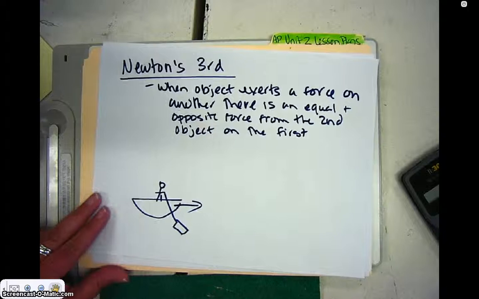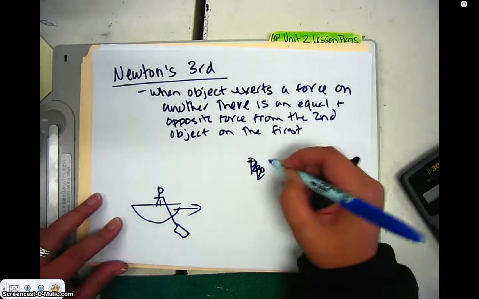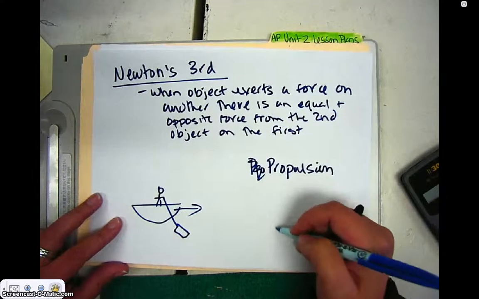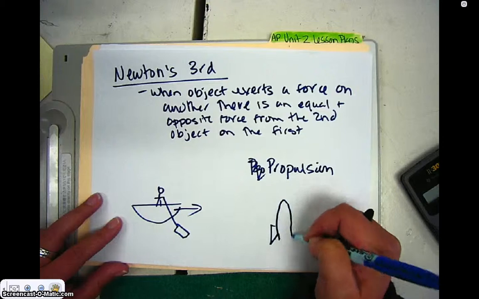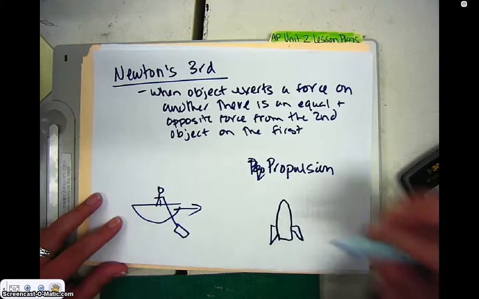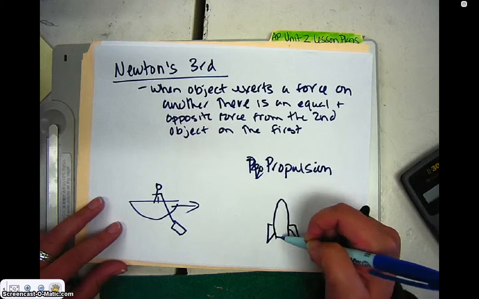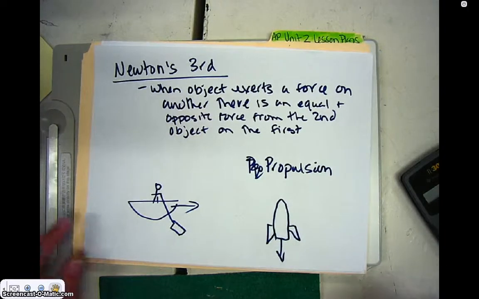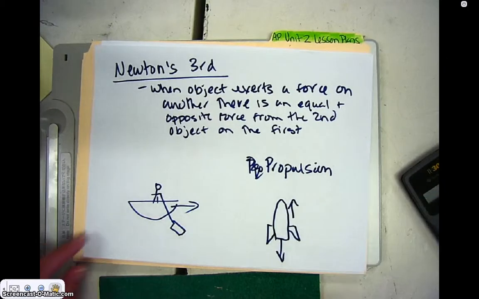Another example of this is propulsion. If I have a spaceship here, and this spaceship is firing off some gas that is pushing down this way, that means the gas is pushing on the shuttle, forcing it to go this way. That's how propulsion works as well.